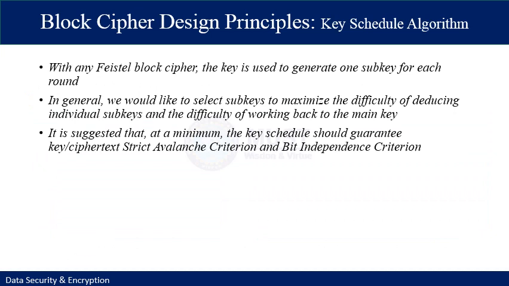The final block cipher design principle is the key schedule algorithm. With any Feistel block cipher, the key is used to generate one subkey for each round. In general, we would like to select subkeys to maximize the difficulty of deducing individual subkeys and the difficulty of working back to the main key. It is suggested that, at minimum, the key schedule should guarantee both criteria, the strict avalanche criterion and the bit independence criterion. However, no general principle for this has yet been achieved.